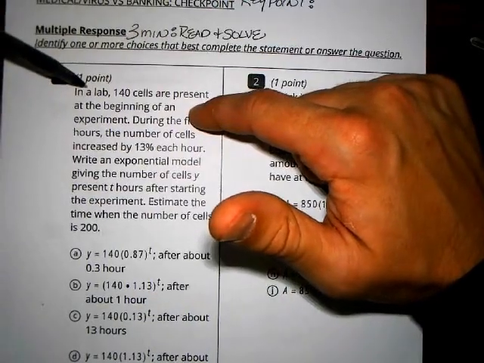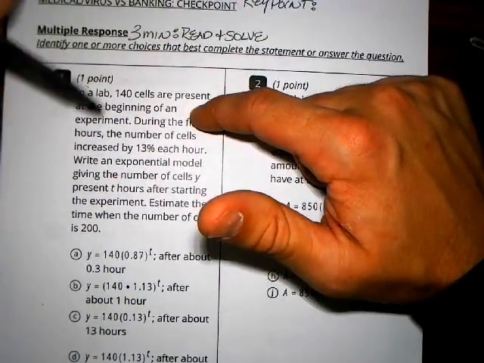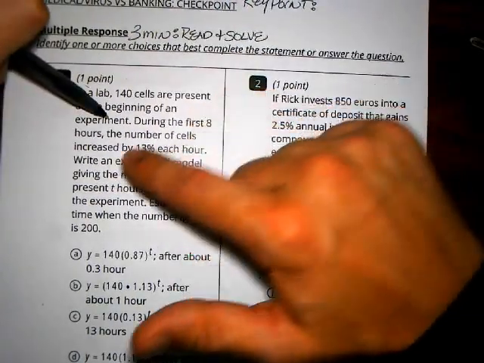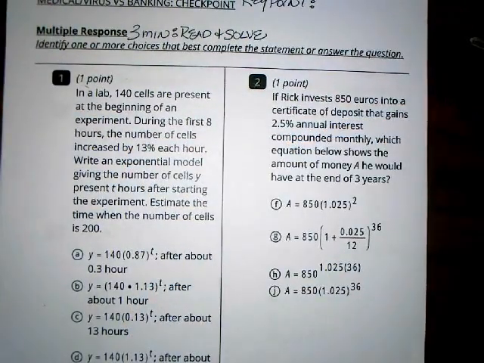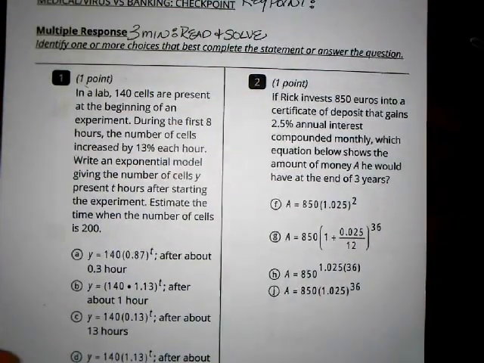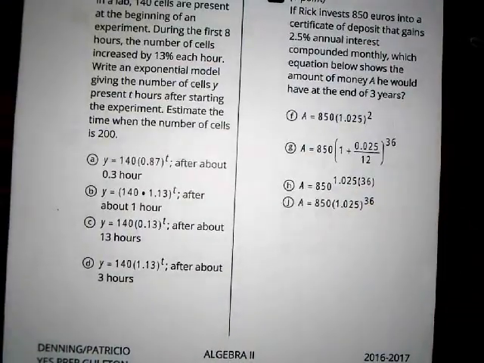Look at the scenario. In a lab, 140 cells are going to start the experiment. The number of cells increases. So, are we growing or are we decaying here? Yeah, we're growing here. So we need a formula that will show growth. Let's look at part A. Part A shows 0.87 to the t. 0.87, is this a whole or a fraction? Yeah, 0.87 is a fraction.